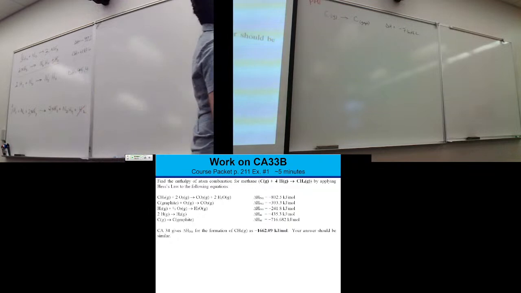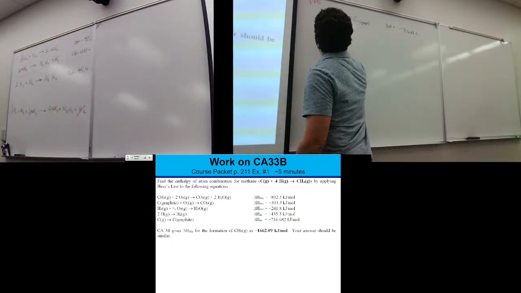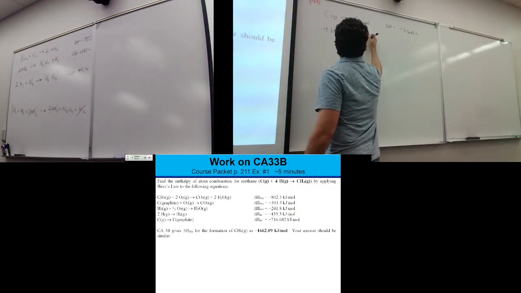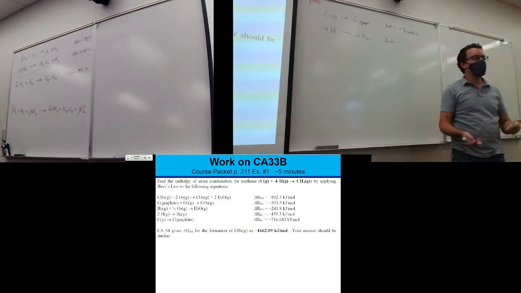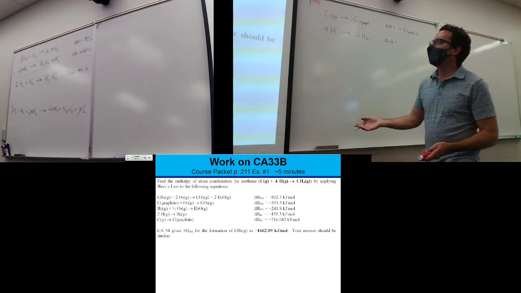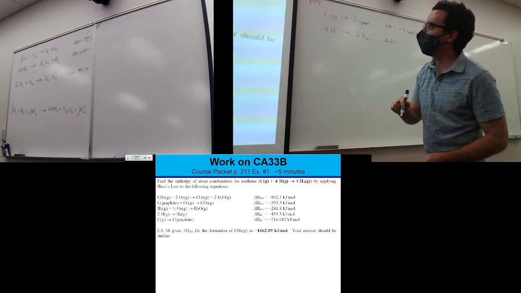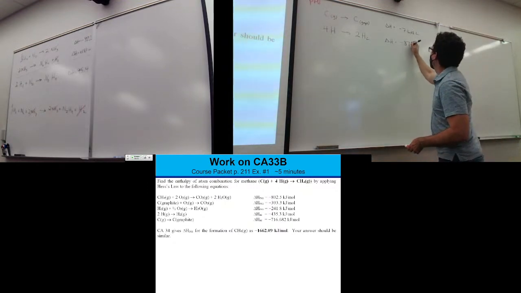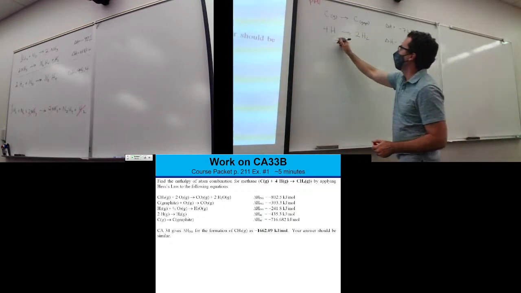So I want to double this. If I double it, multiplying everything by 2, I'm going to have 4 H's, and that'll make 2 H2s. But if I double the reaction, remember enthalpy is an extensive property. If I double the reaction, I have to double the enthalpy too. So this becomes negative 870.6.